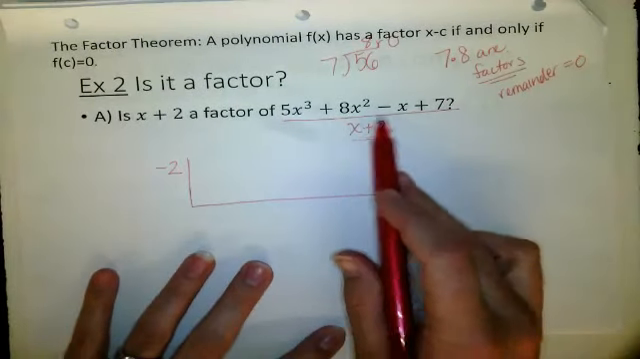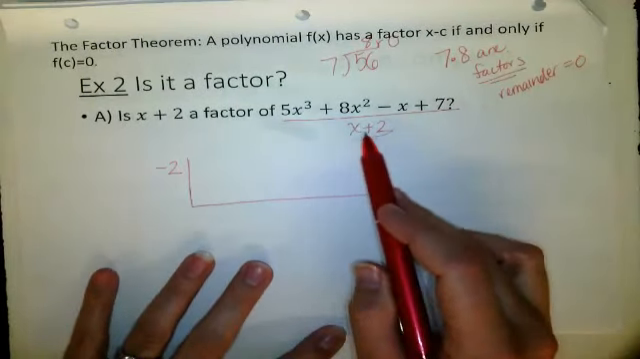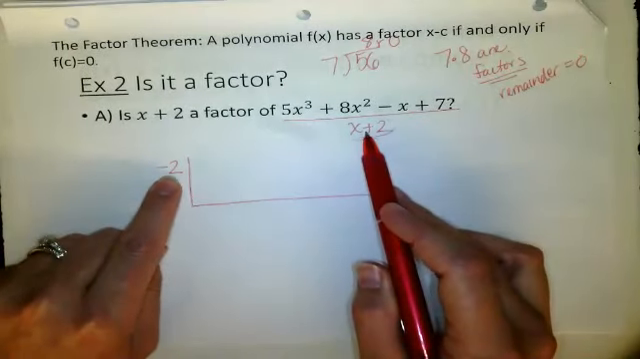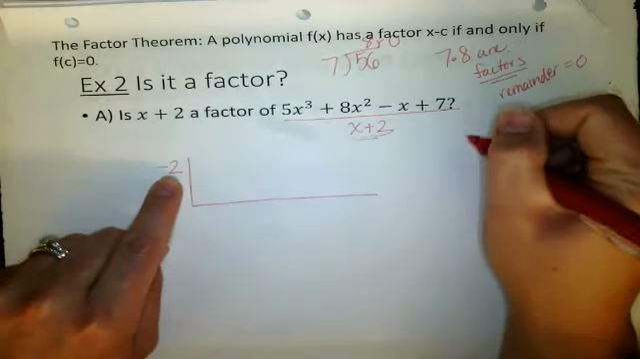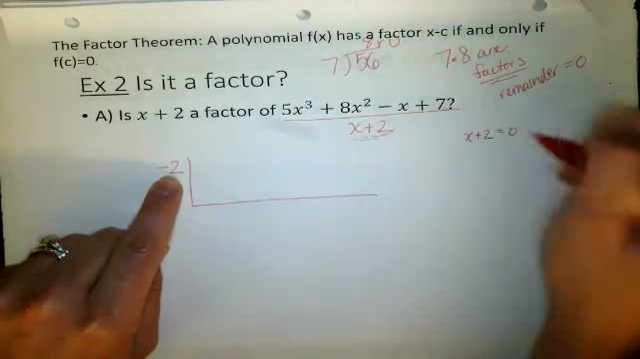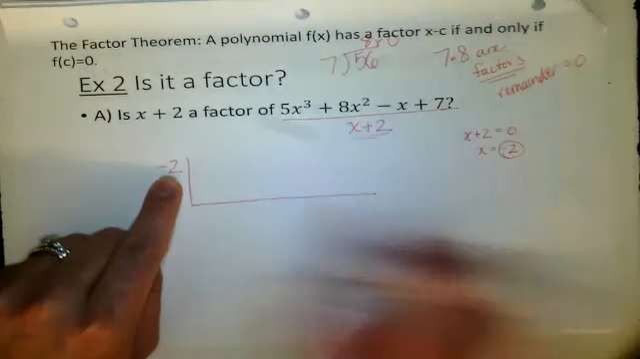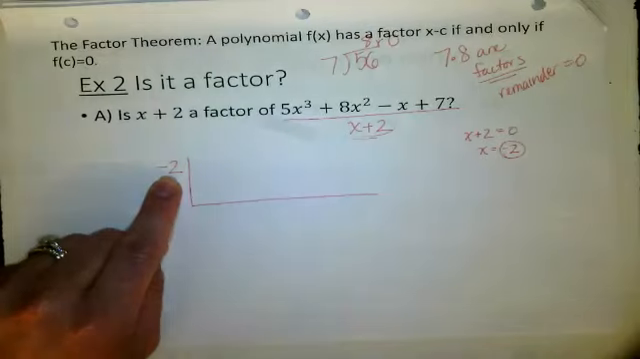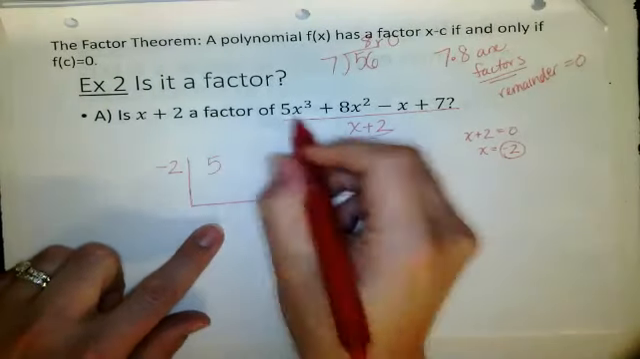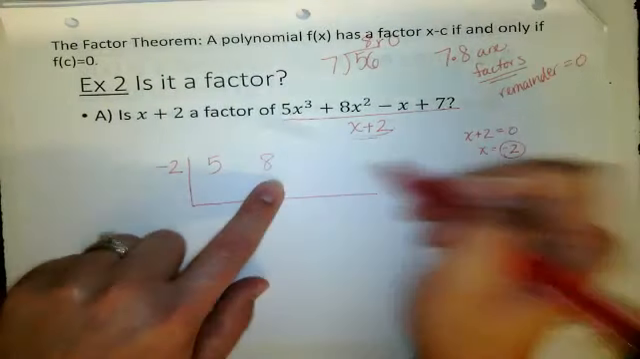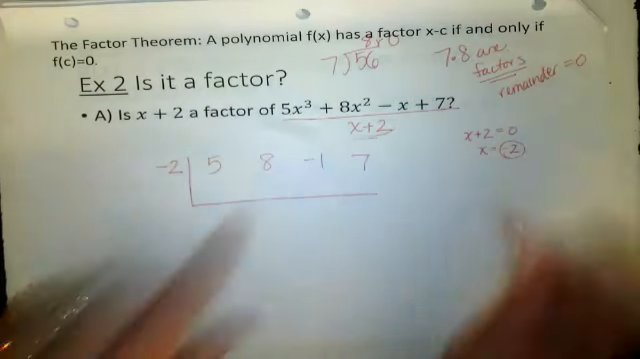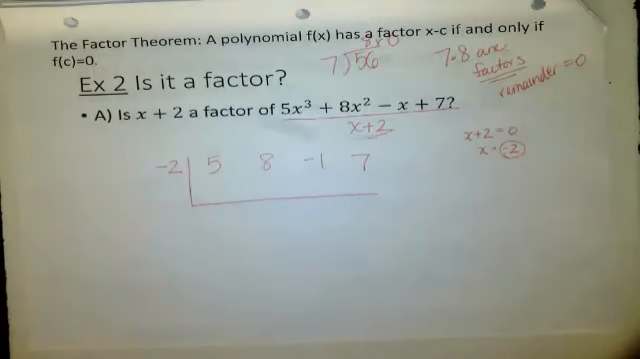So yeah, I call this the factor of x plus 2. The number that goes on the outside is always the solution. So if you have the equation like x plus 2 equals 0, and then you would subtract 2 to get x by itself, that's the number that goes on the outside. Okay? So then I have my 5x cubed, my 8x squared, my negative 1, and my 7 along the top.